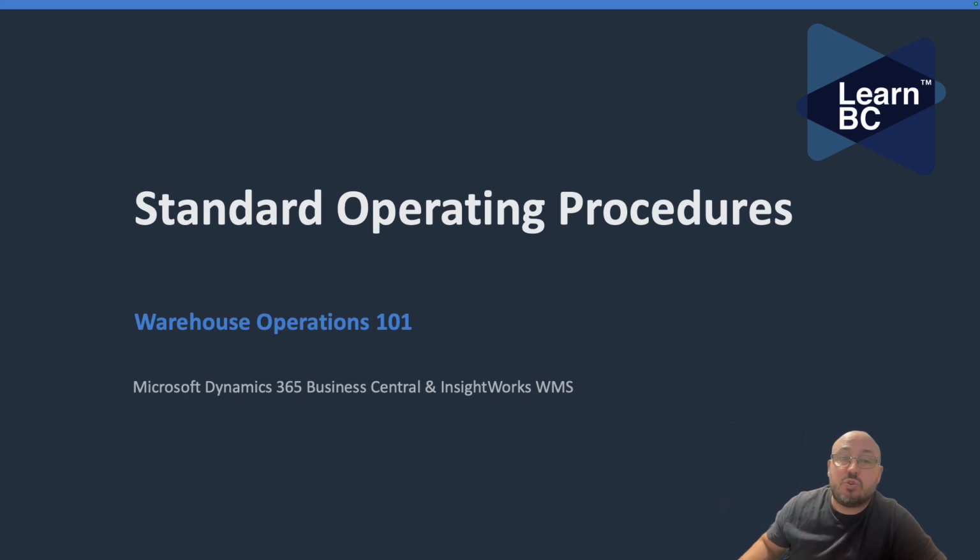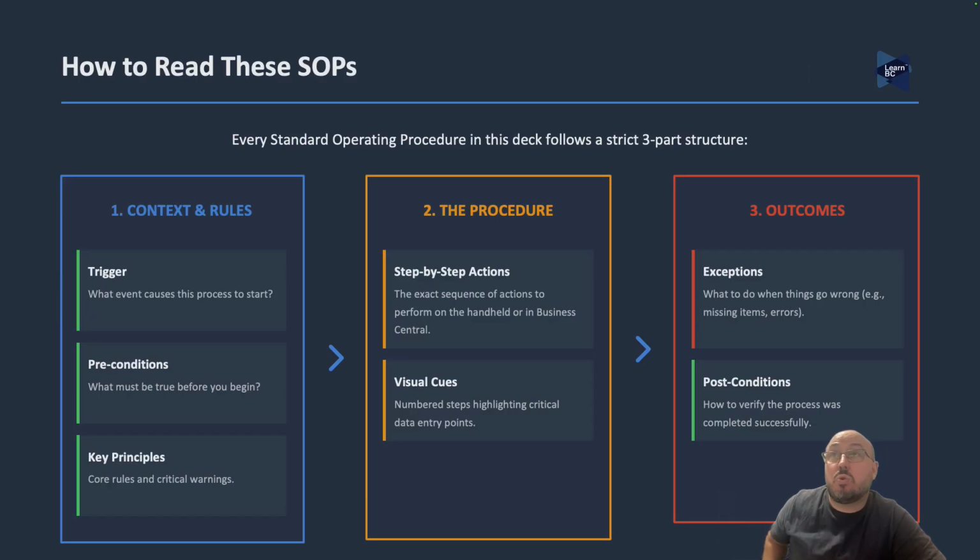Before we get into this tutorial, we want to run through some of the housekeeping. We run through context and rules for this instruction. So we're trying to explain the standard operating procedure. If we give you context, understand the trigger, the preconditions and the principles, it will help you understand why and how to maintain it well. The procedure itself is just steps, step 1 to whatever number it is, with visual cues. We try to explain outcomes, exceptions, what to do when things go wrong, e.g. missing item or errors, and post conditions. So what do we expect? What is the result from doing it right?